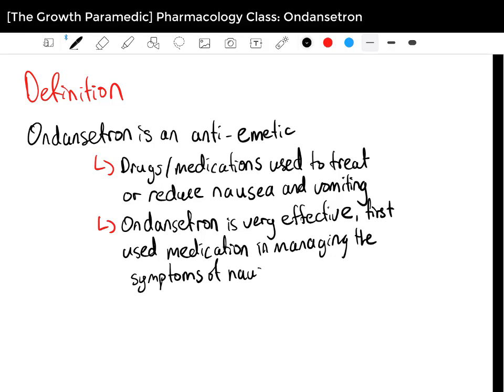There is another antiemetic that I'm aware of that we can use in the pre-hospital setting, and that's metoclopramide or something like that. We will cover that in a later video, but generally, if we can't use Ondansetron because it's contraindicated, depending on what ambulance service you work for, then we'll use the other antiemetic. But generally, this is the one that we go for.